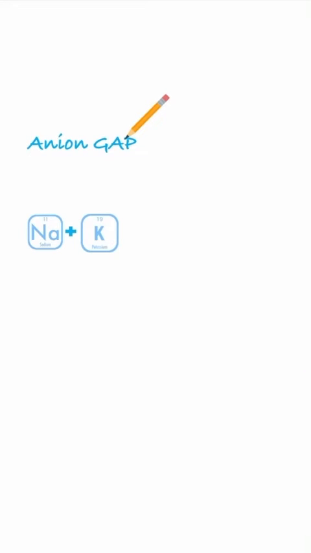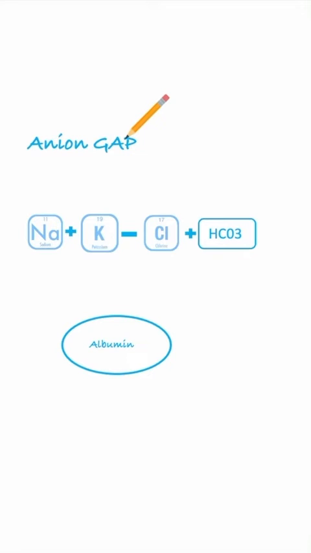Hello everyone, today we're going to discuss the anion gap and how it relates to metabolic acidosis. The anion gap looks at cations and anions within the blood. Normally it's sodium plus your potassium minus your chloride plus your bicarb. There is some debate about using albumin; make sure you correct for albumin as it relates to the pH.